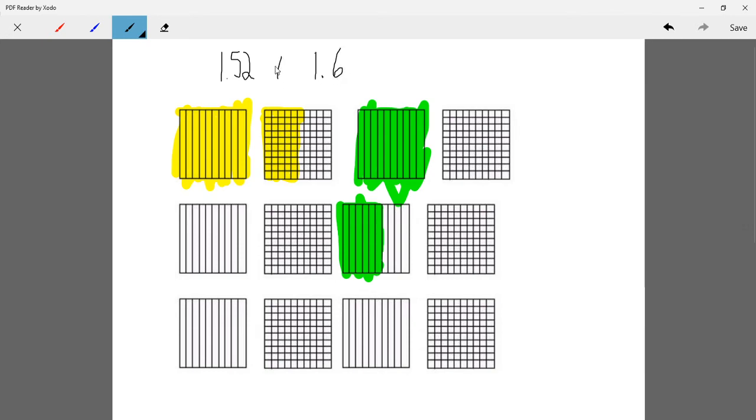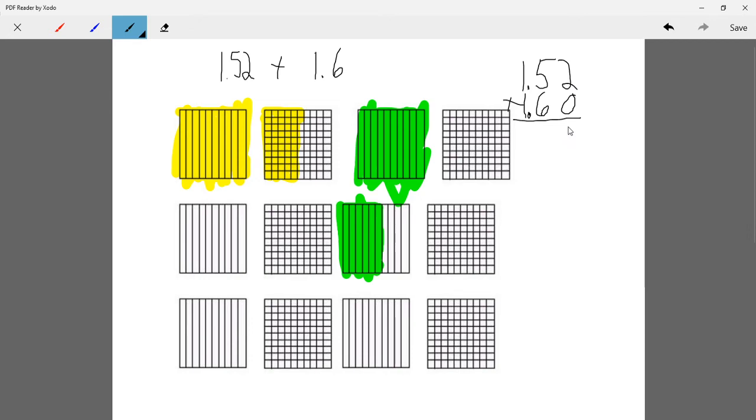So if we were to add these together, the best way to do it would be using the standard algorithm, and that is my preferred method. Always line up by the decimal, and then we can always add a 0 at the end so that they have equivalent place values. So then we're just adding these.